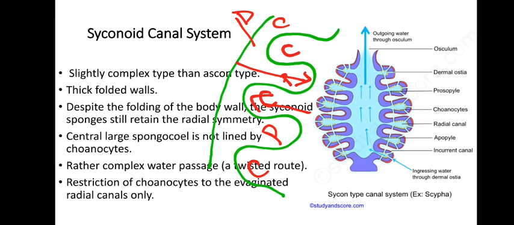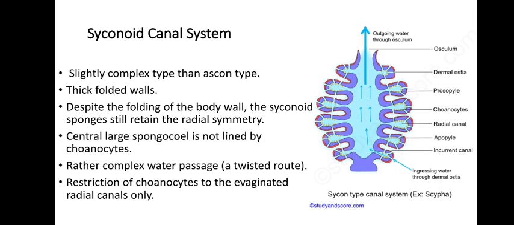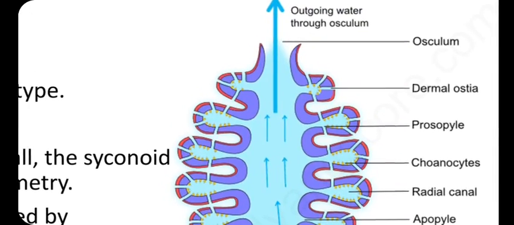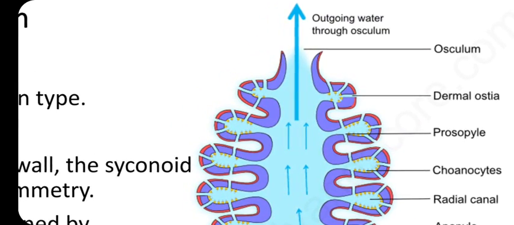How does the water move in and out? Very simple. Let's see it here. Let me take this picture and have a closer look. You can see the folding of the body wall. The red line is the pinacoderm, the purple one is the mesenchyme, and the inner line is the choanoderm. Now here there is an entry of water. There is a canal here that is called an incurrent canal, and then there is another canal called a radial canal.